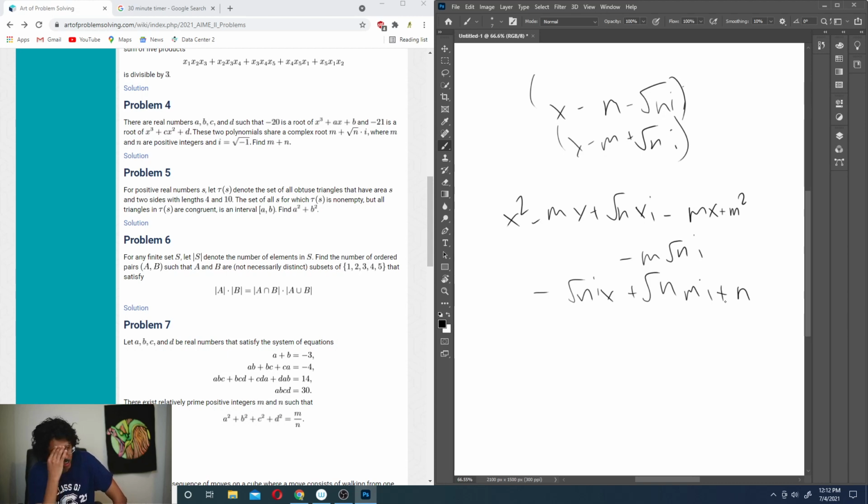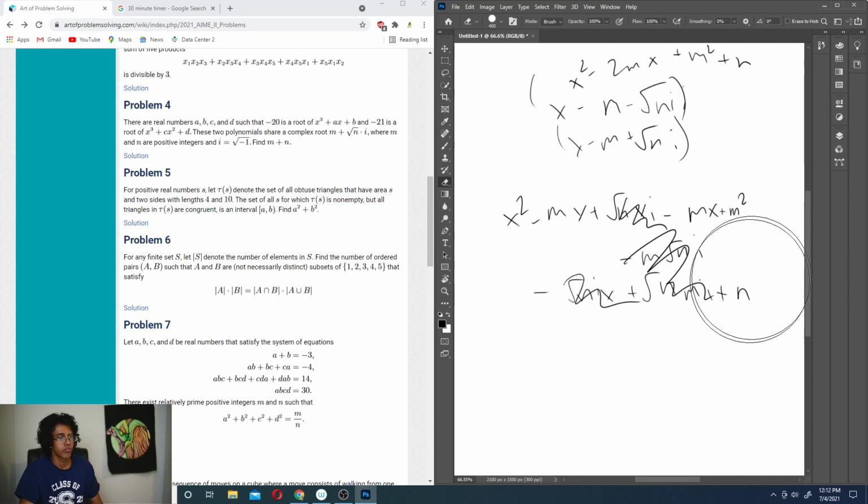So essentially we just need to cancel stuff out. This should cancel out here. This cancels out, and we are left with what? Does this not cancel out? Really? Oh, I guess it doesn't. So we get x squared minus 2mx plus m squared plus n. Okay. Nice.